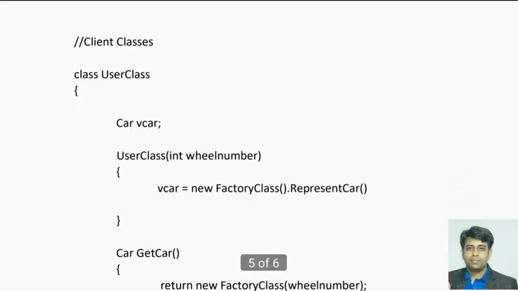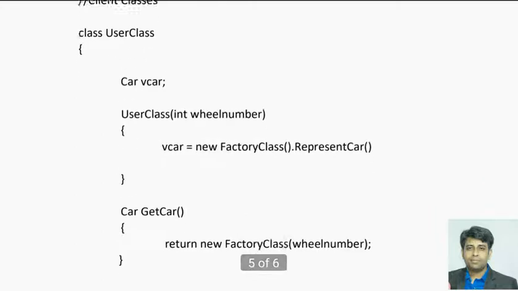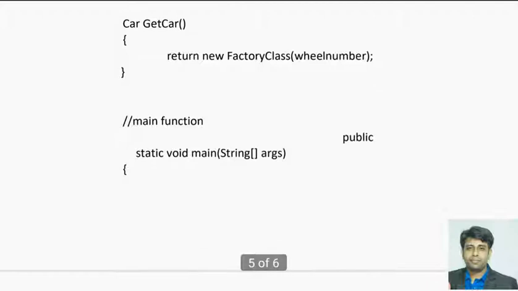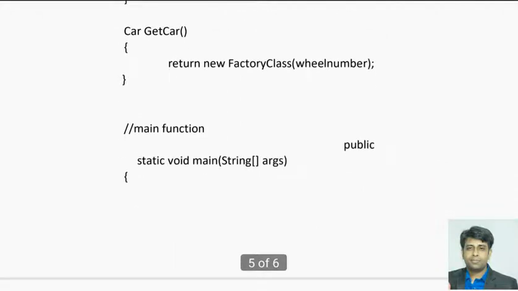Now next is all the code. Now the next is the user class. In the user class, I am calling the factory class and the represent car method, and I am passing the user input. Whatever the factory class is returning is returned by the user constructor, and whatever the user constructor is returning is returned by the get car.